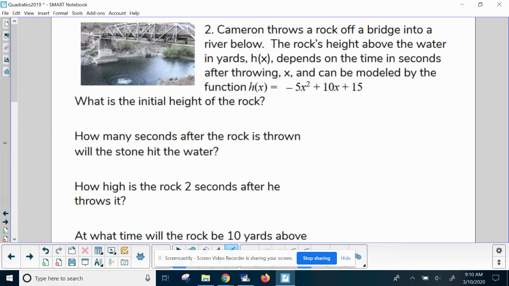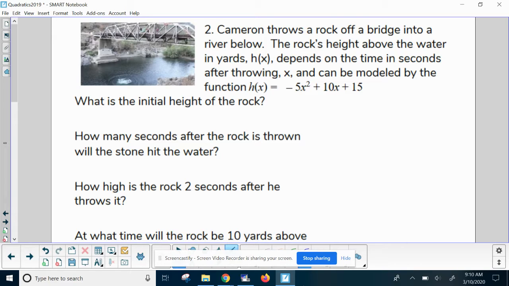Cameron throws a rock off a bridge into the river below. The rock's height above the water in yards, h of x, depends on the time in seconds after throwing, x, and can be modeled by the function h of x is equal to negative 5x squared plus 10x plus 15. What is the initial height of the rock?